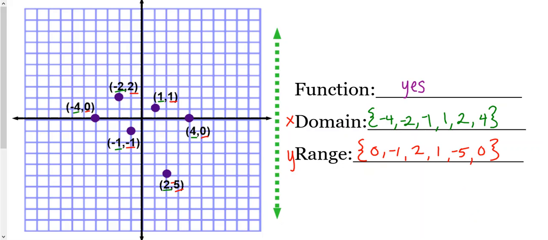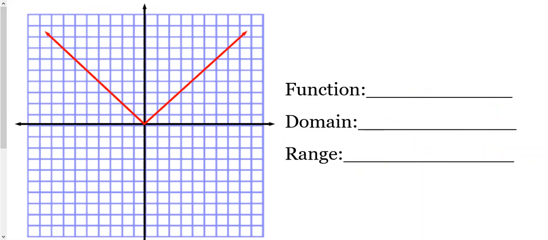All right, let's go on to the next one. So now we have something a little bit different. It's not a list of numbers and they aren't random points. It is a graph. And since it is a graph, we still get to use our vertical line test to see, is this a function? All right, so I'm going to take this vertical line and I'm going to go through the whole graph. So does this green vertical line only touch my red graph once each time?